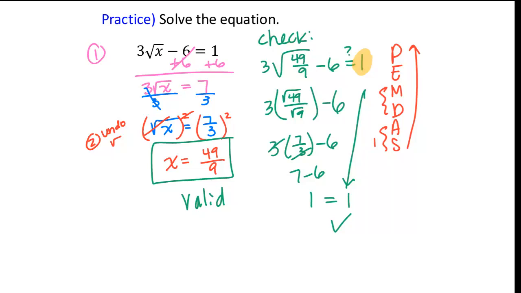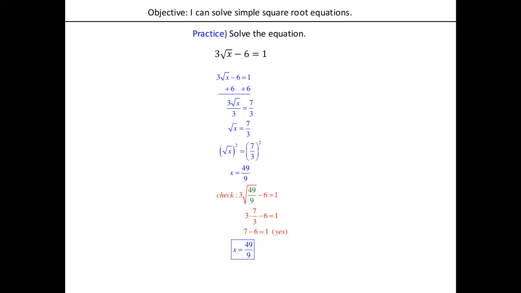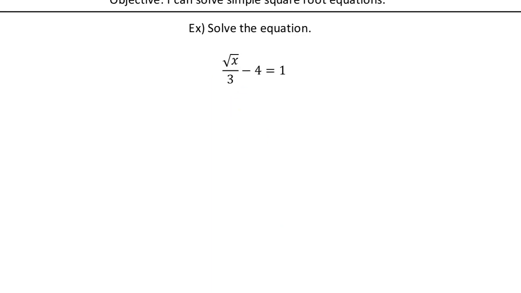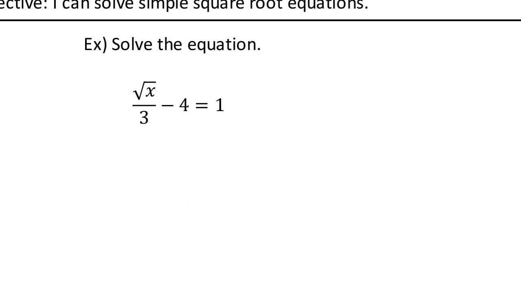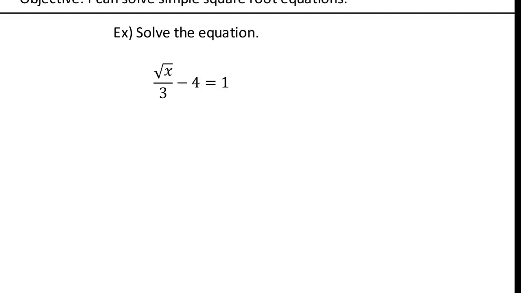All right, let's have you guys copy this example now. We got square root of x over 3 minus 4 equals 1. All right, so again, if we are doing our PEMDAS in reverse, please excuse my dear Aunt Sally in reverse.